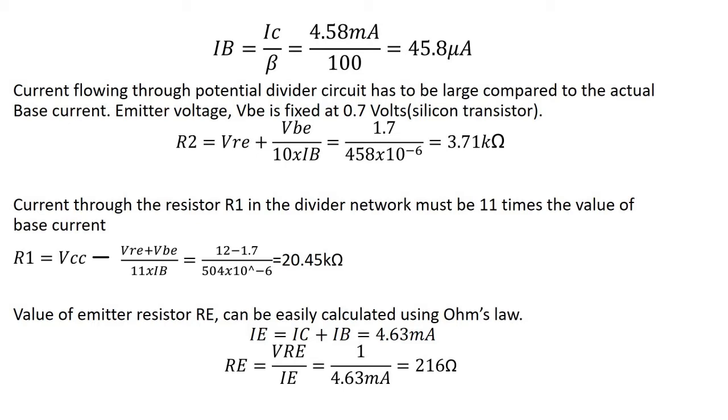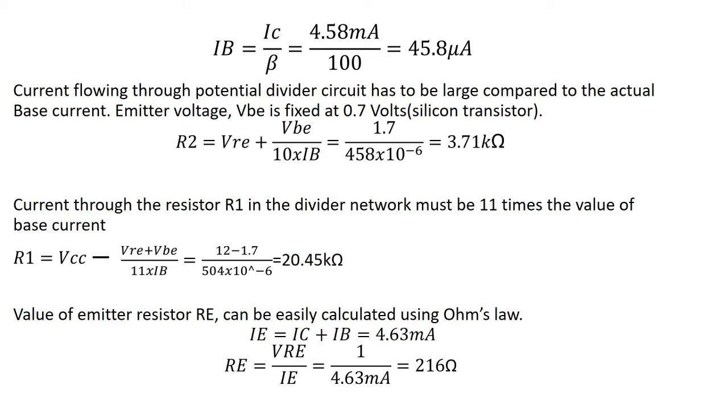Then, to calculate the resistor value R2, which is equal to the voltage across the emitter resistor plus the voltage across the base and emitter divided by 10 times the base current, which will be equivalent to 3.7 kilo ohm. The current flowing through the resistor R2 is 10 times the value of base current. Then the current through resistor R1 in the divider network must be 11 times the value of the base current.